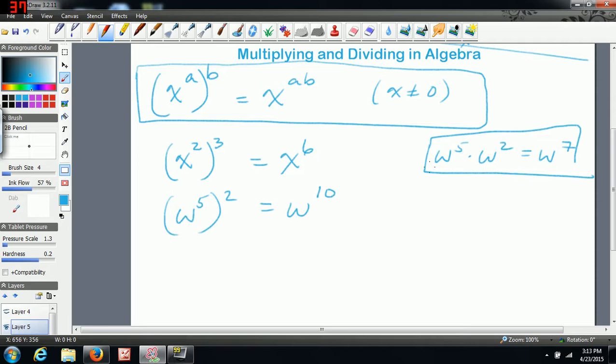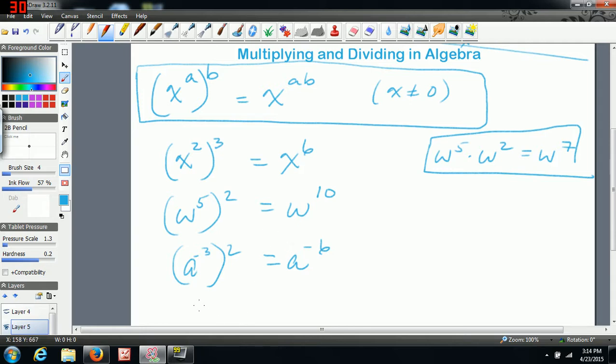So here we're multiplying two things with the same base, and then we add their exponents. Over here we've just got one base, but we've got 5, and then we've got it raised to another power of 2, so it becomes w to the 10. Now if we had a to the negative 3, raised to the power of 2, again we would just multiply these two. So negative 3 and positive 2 would be negative 6.